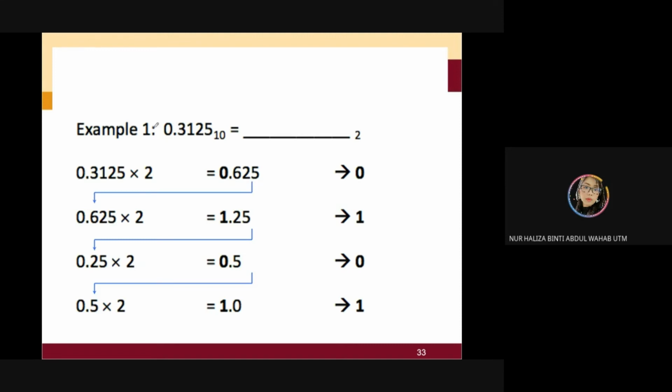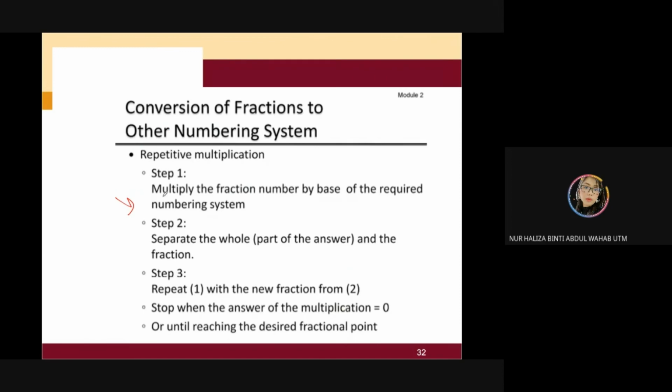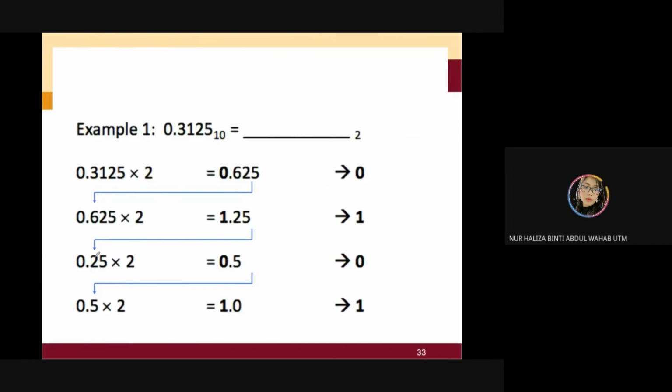Okay, if you look over here, you will have 0.3125. You will use another, different method which is called repetitive multiplication. You will have 0.3125 times 2. Why 2? Because you want to convert to base 2 or binary. So after you multiply, you will get the value of this one.